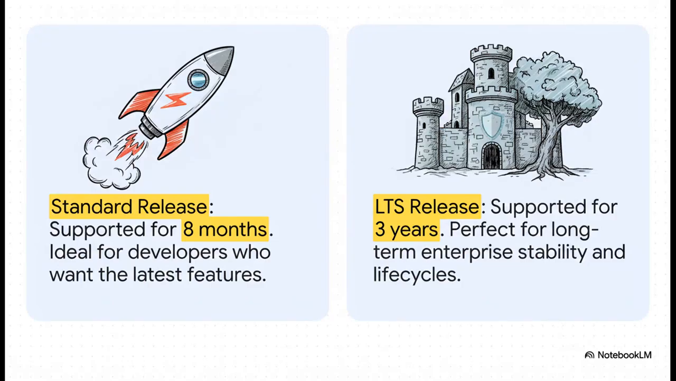This schedule also gives developers a really important choice. The standard releases get support for 8 months, which is perfect for teams that want the absolute latest features. But every 2 years, they release a long-term support version, or LTS, and these versions get bug fixes and security patches for a full 3 years. This is the rock-solid stability that big corporations absolutely depend on.